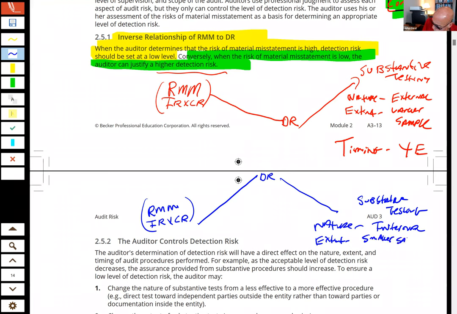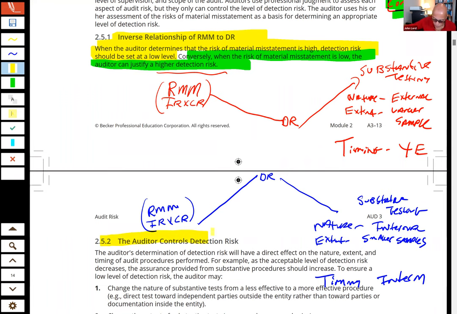Smaller samples. Right, timing down here. Timing what? Interim. Good. Okay. All right. So that's the thought process. Okay. And again, they tell us that what? The auditor controls the detection risk.